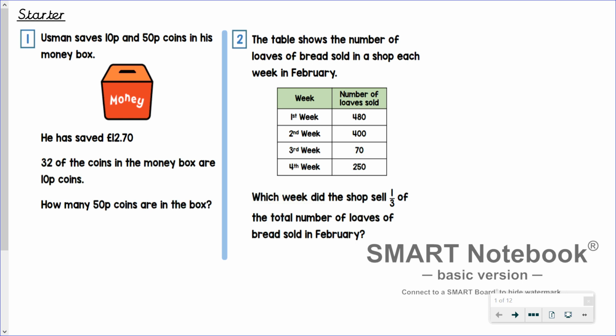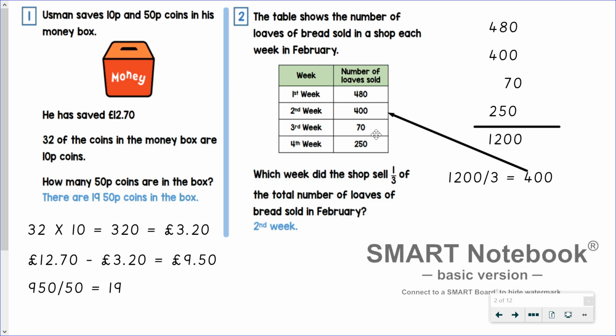Amazing, right. So Osman saves 10 pence and 50 pence coins in his money box. He has saved £12.70. 32 of the coins in the money box are 10p coins. How many 50p coins are in the box? So to work it out, we use this information that 32 of the coins are 10 pences. So 32 times 10 equals 320. And then we use our money knowledge to know that means £3.20.